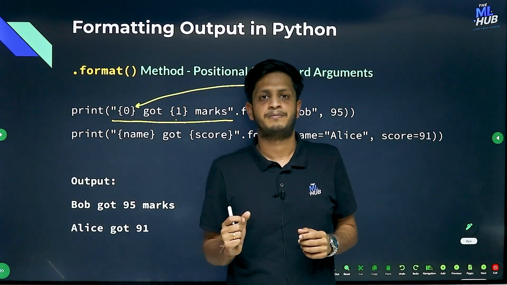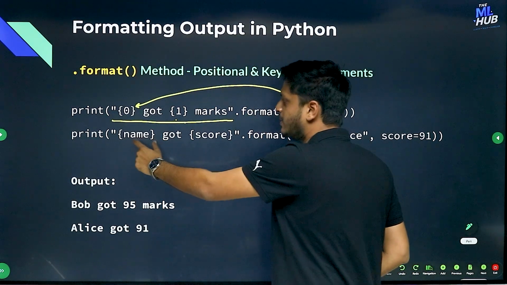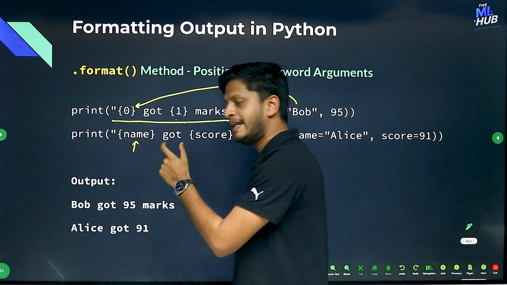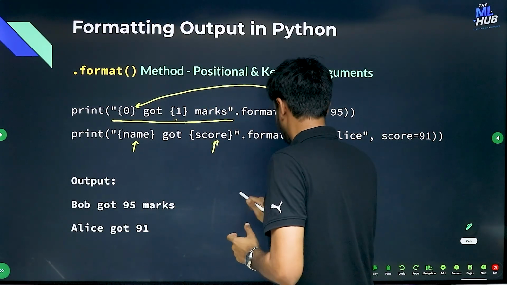Okay, and similarly, what if I don't want indices, and instead I want a meaningful name for the placeholder? We can do that as well. So here we have given a meaningful name to the placeholder. The first placeholder has a name called name itself, and the second placeholder has a name called score.